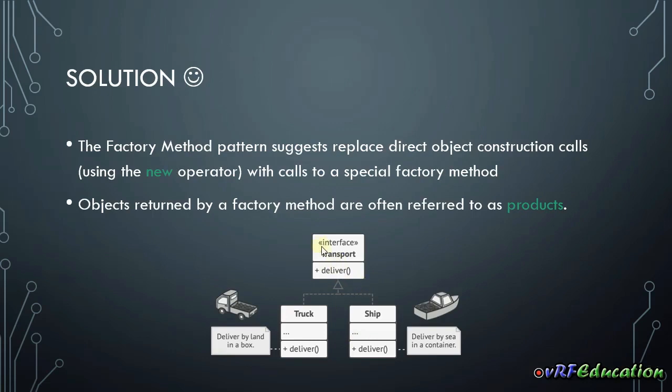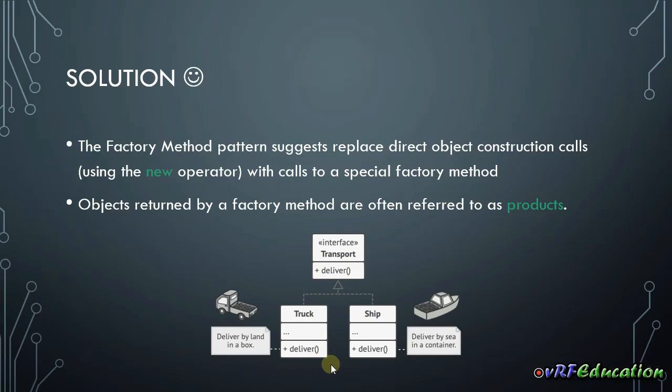Something like this. We have an interface named transport, and it says, okay, every class that wants to inherit from me or implement me needs to override or implement this deliver method. Here, truck and ship inherit from this base class or this abstract class, and they implement their own deliver methods.